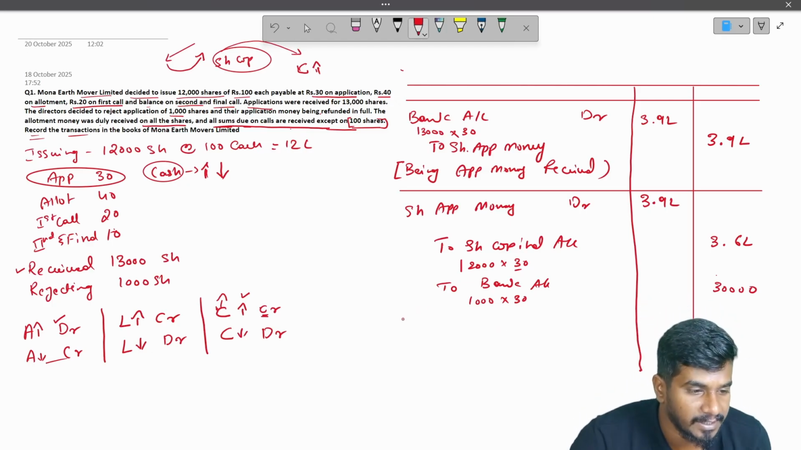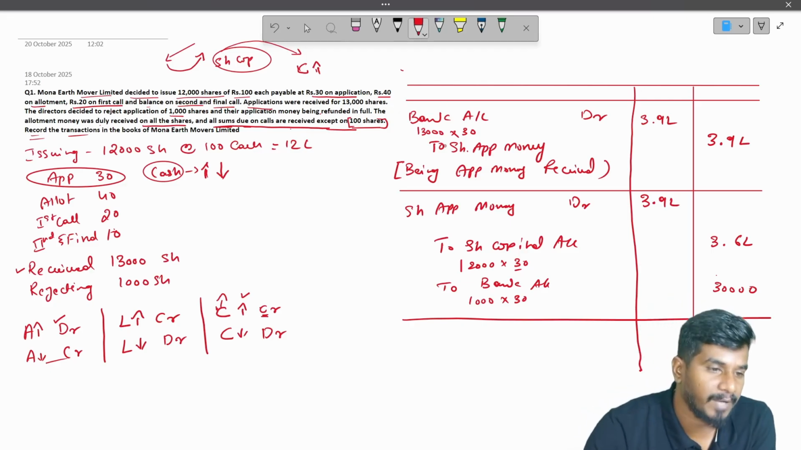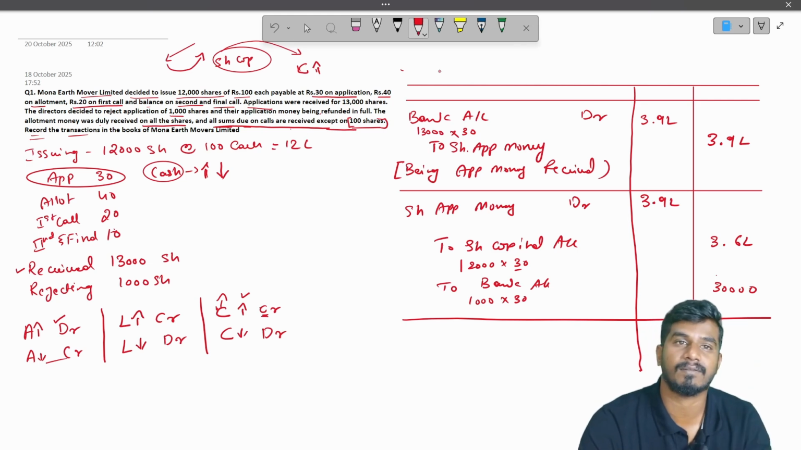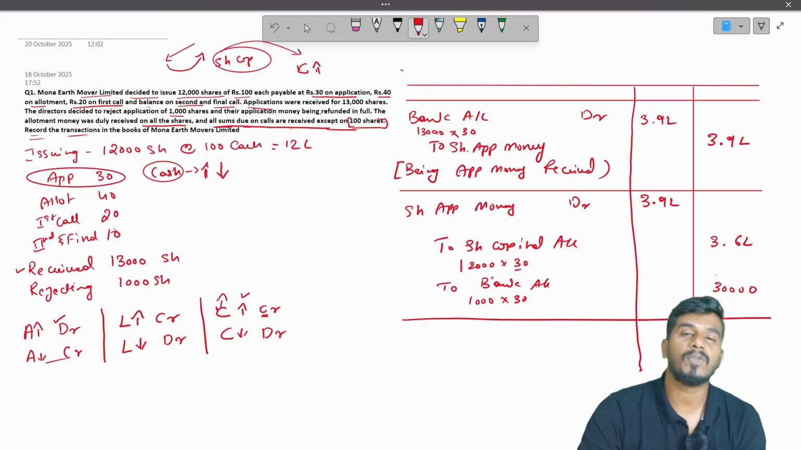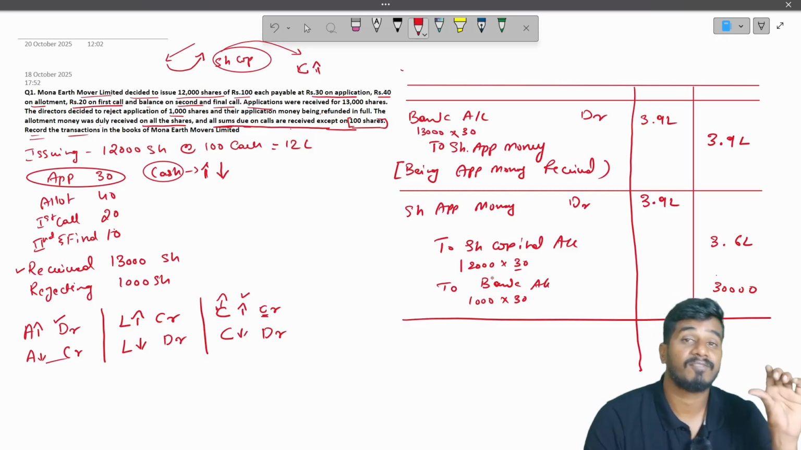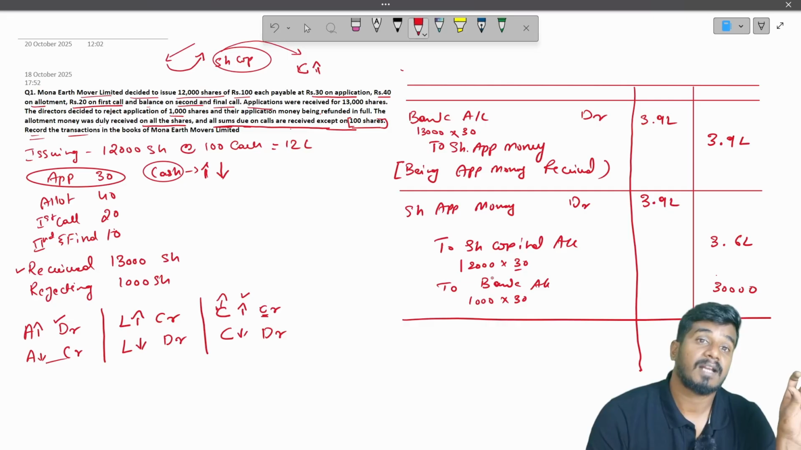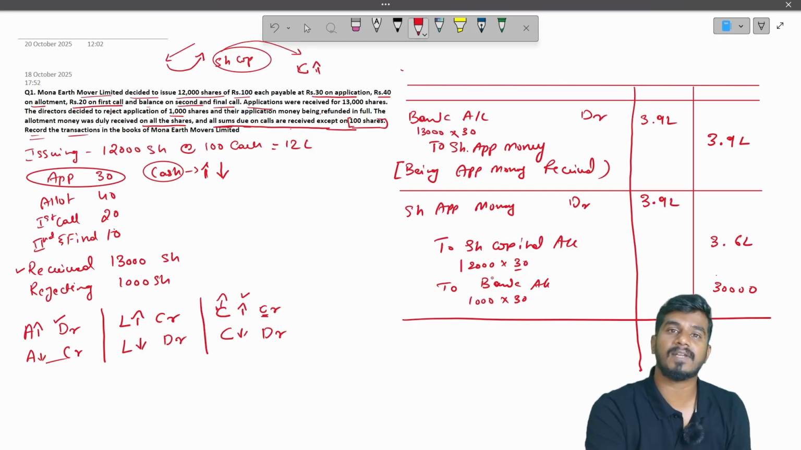So did you understand these both entries? Why do we have the bank account first? Because we don't know how much money we are going to receive. After receiving only, we will know. So the first entry will be the bank account, then we will transfer to share capital account. From the allotment, what will happen? We will make it due, and then we will receive, which means we will transfer whatever amount is pending from the shareholders to share capital, then we will receive.